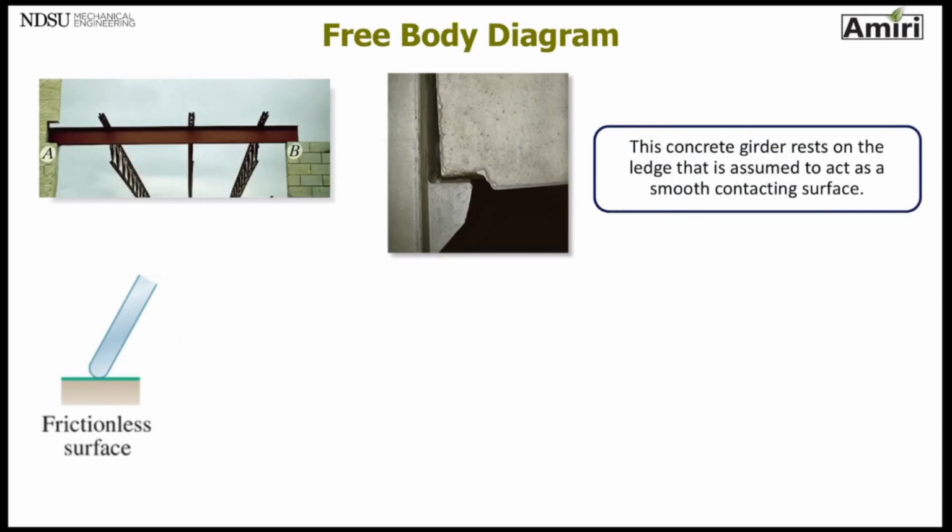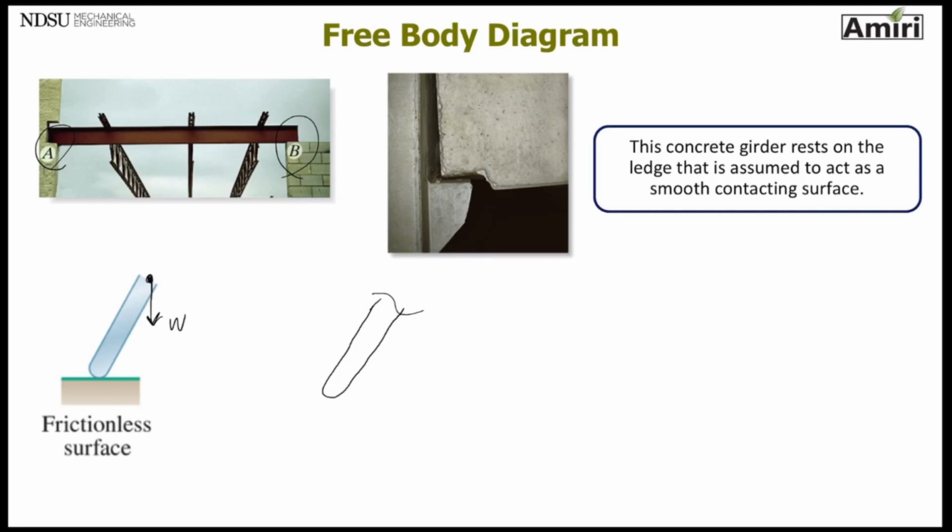Here's another one. This is called a smooth surface or frictionless surface. Here are examples. You can see the ends of those beams, or there's a concrete girder that also rests on a ledge. So I want to draw a free body diagram for this one. Well, let's assume that there is a weight here, W of this beam.